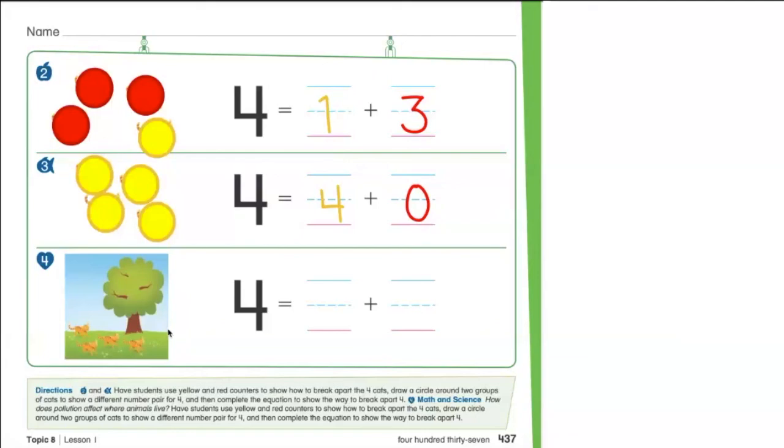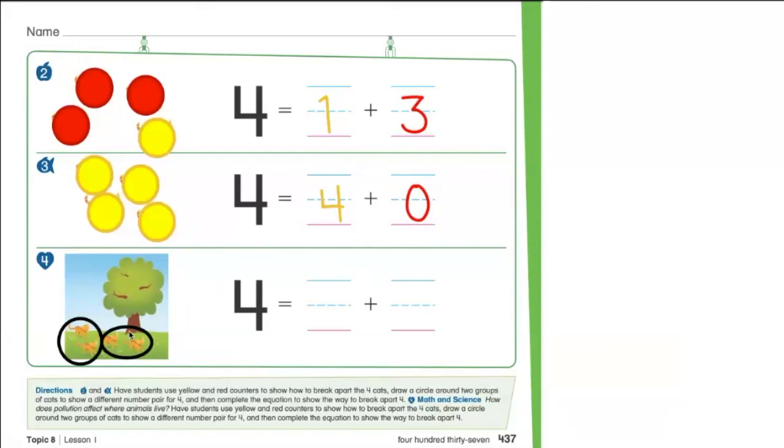This time, I'm going to show you how I'm going to circle the 2 groups of cats to show how I'm breaking apart 4. As you can see, I drew a circle around one group of cats, and I drew another circle around the other group of cats. Now I want you to help me figure out how I broke apart 4. There are 1, 2, 3, 4 cats. How did I break apart the group of 4 cats into 2 groups?